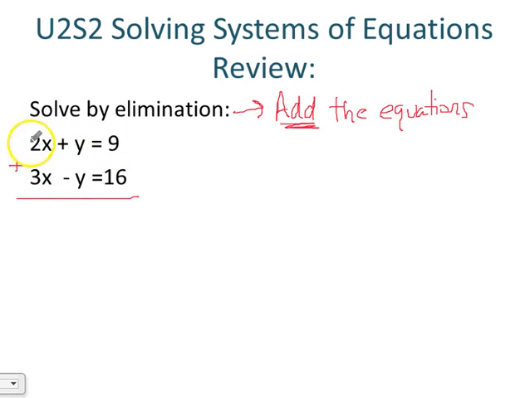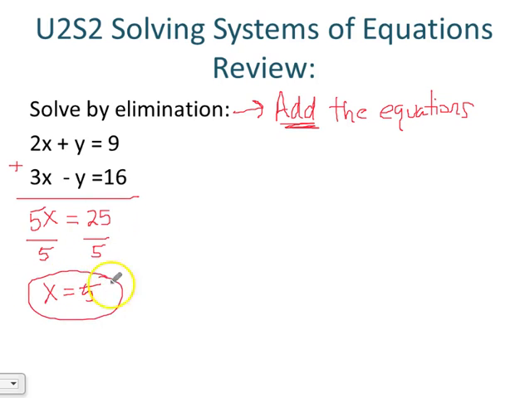If we add these two equations together, 2x plus 3x would give us 5x. 1y minus 1y gives us 0. And we set that equal to 9 plus 16, which is 25. So now I have an equation with only one variable, so now I can solve for my x variable. Divide each side by 5, I get x equals 5.